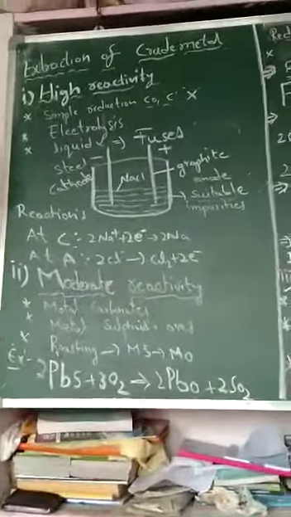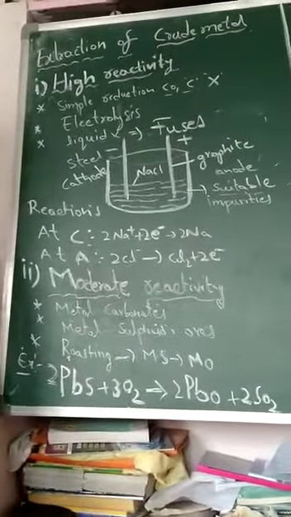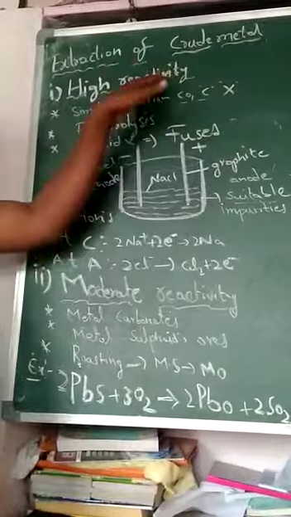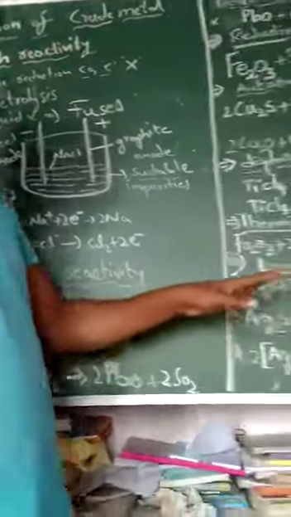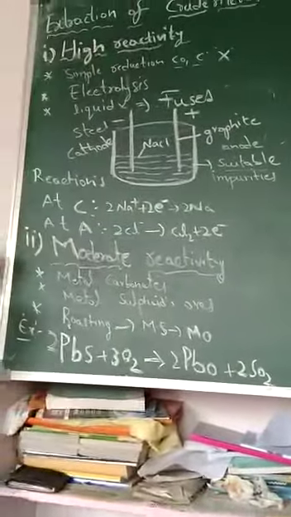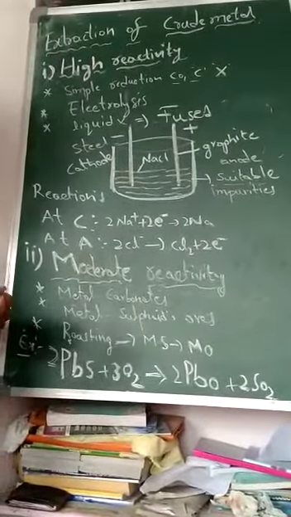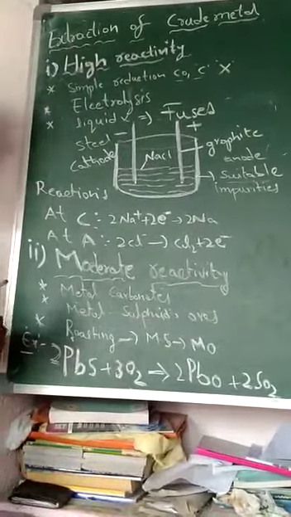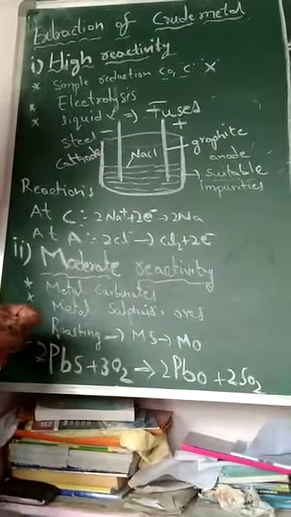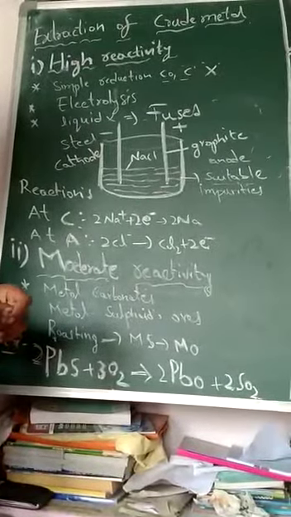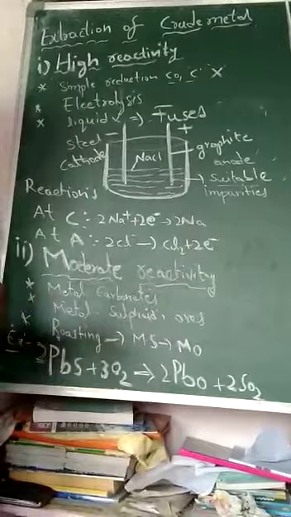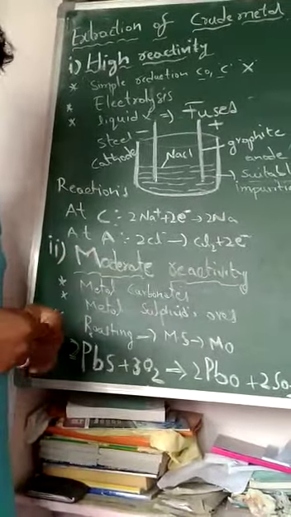So extraction of the crude metal, from the activity series we have seen that separate techniques are used for high reactivity, moderate reactivity and low reactivity metals. Initially we observe high reactivity metals. Sodium, potassium, calcium, magnesium, aluminium, these all belong to high reactivity metals. These highly reactive metals form their ores as either oxides or halides. Halides means they are available from seawater.